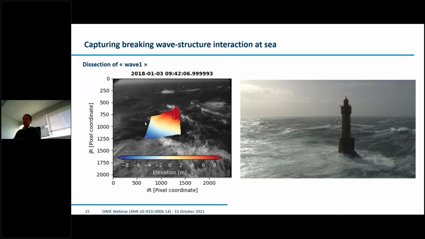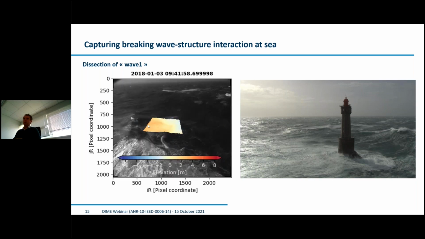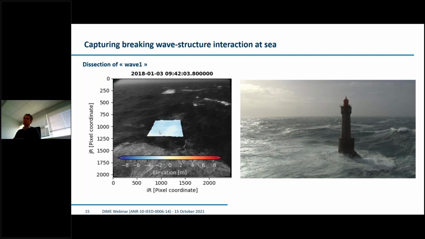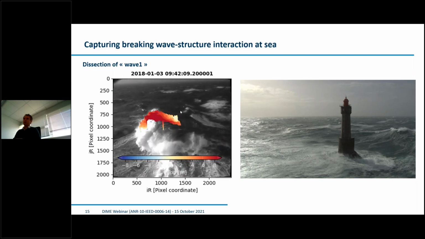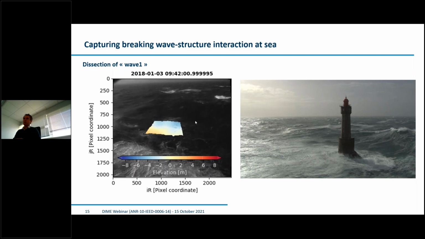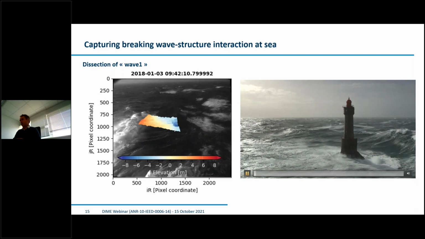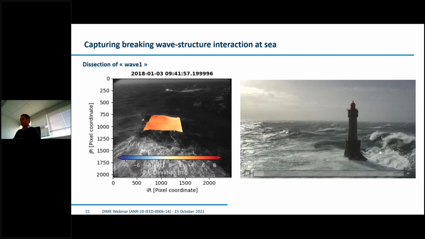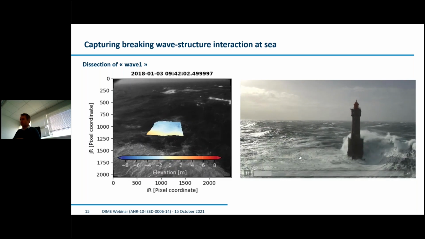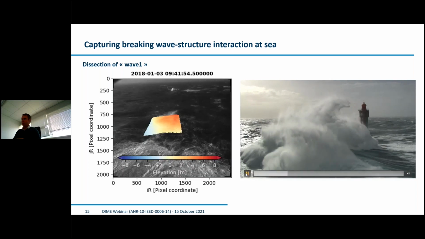It's a wave that we call wave 1. It's a giant wave, 19 meters high from trough to crest. Crest elevation is 13 meters, and as you can see, it sprays water up to the top of the lighthouse. It's similar to the conditions that you can see here that we recorded. It's not the same time, but it's a similar wave impact that we recorded here.